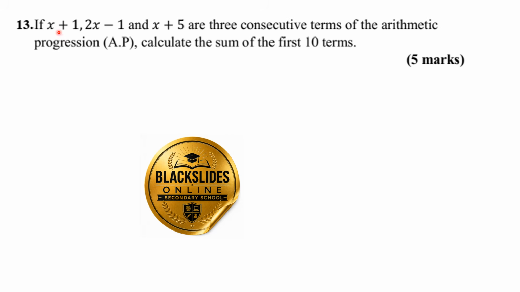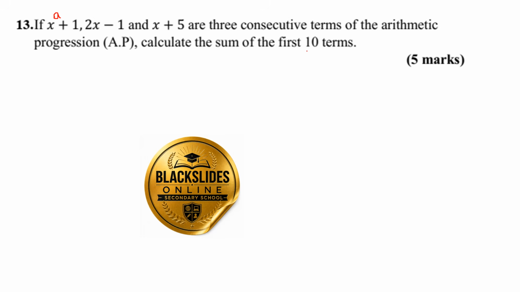If x plus 1, 2x minus 1, and 5 plus x are three consecutive terms of the arithmetic progression, calculate the sum of the first 10 terms. So just a quick one. This becomes your first term, A.